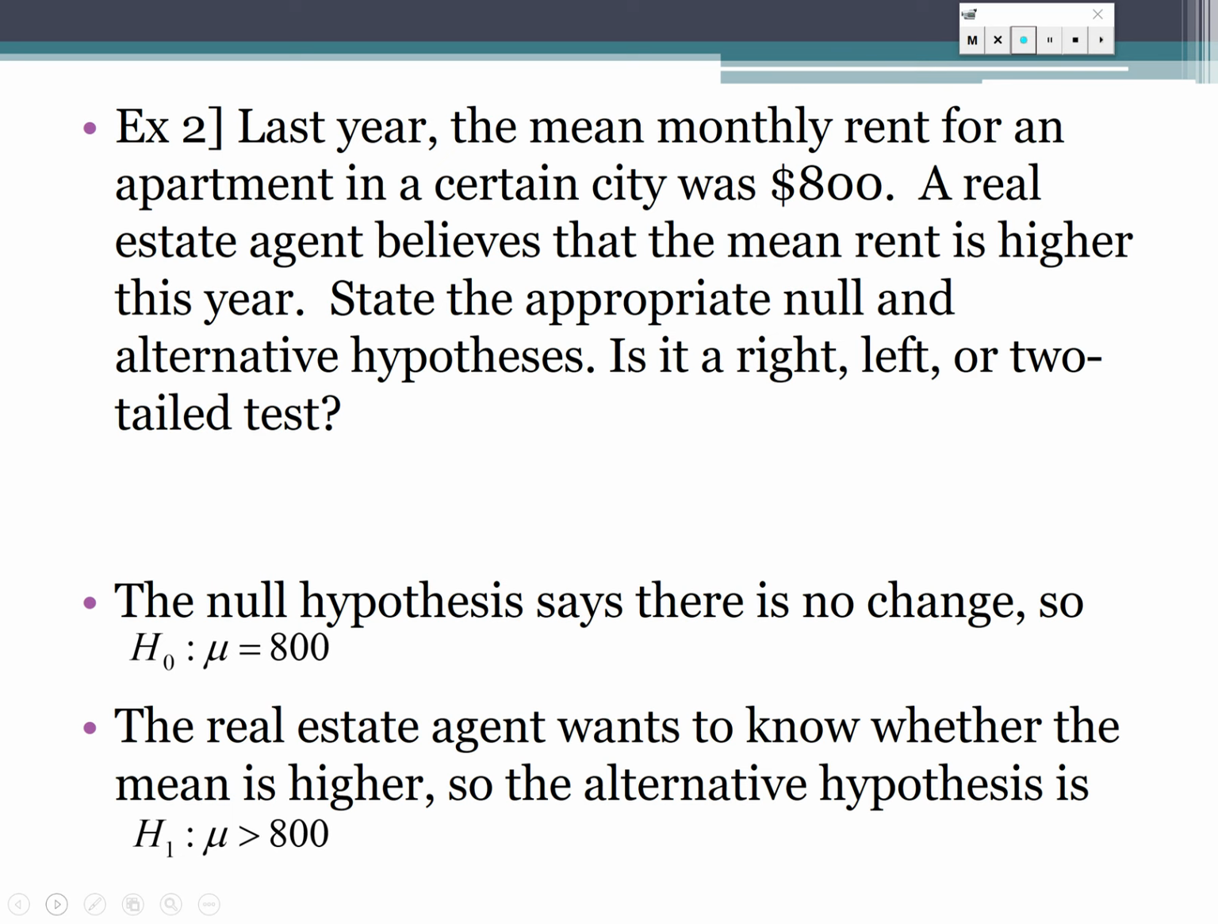In number 2, you have the mean monthly rent for an apartment was $800. And I know today we're focusing on the mean, but I just want to make sure we know why we're using the symbols we do in our hypotheses. So we're looking at the mean monthly rent, $800. There's a real estate agent that believes the mean rent is higher this year. State the appropriate null and alternative hypotheses.